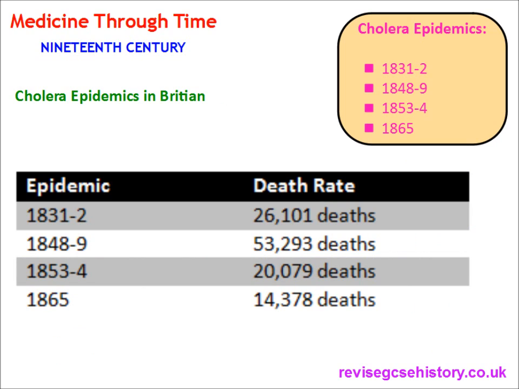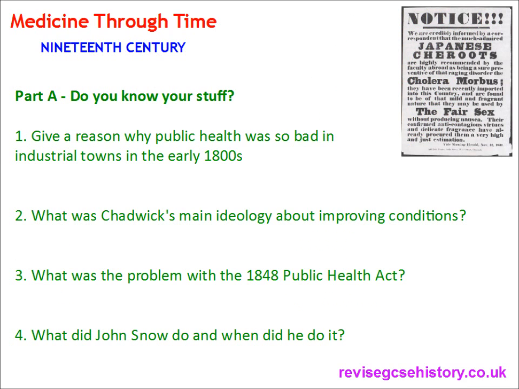I've also briefly spoken about cholera whilst we've gone through this video. There are 4 epidemics in Britain that you need to be aware of: 1831 to 2, 1848 to 9, 1853 to 4, and 1865. This table here shows the death rates from each epidemic, but to be honest you don't need to learn that. If I was you, I'd just learn this box up here that shows all of the cholera epidemics in Britain. So that is all the knowledge covered in this video today.